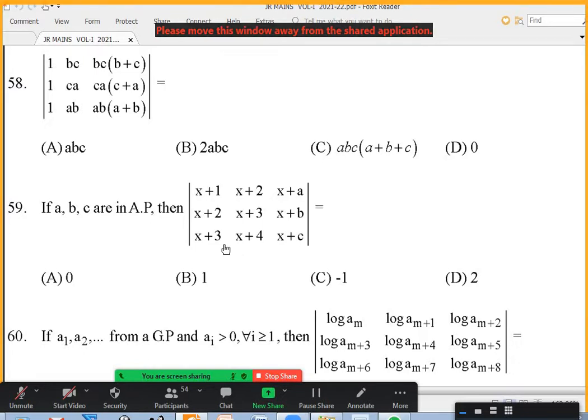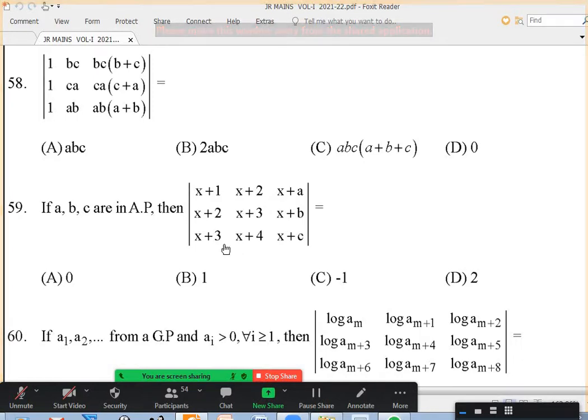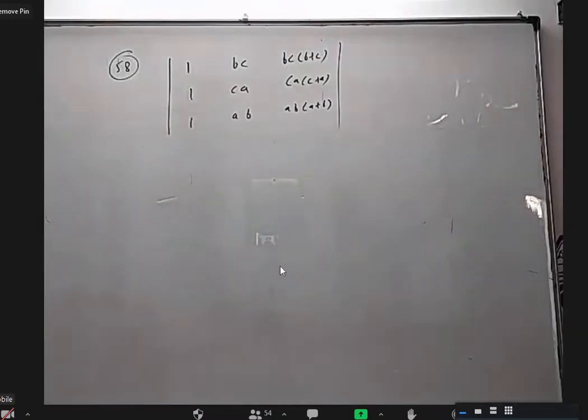1 CA into C plus A, 1 AB into A plus B. This determinant is 0. Only we have to worry about how to prove it. Somebody already did this. You want to give some idea?